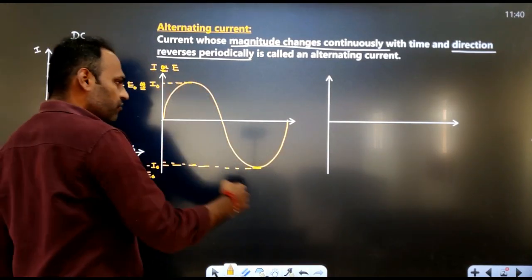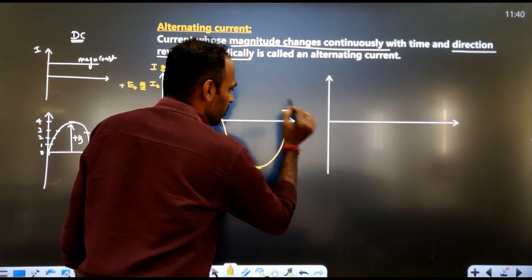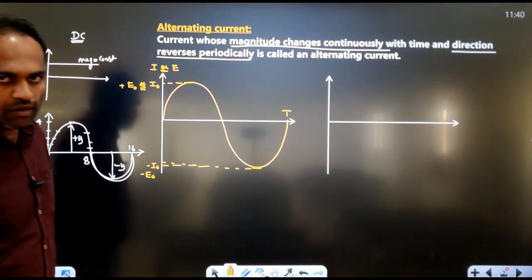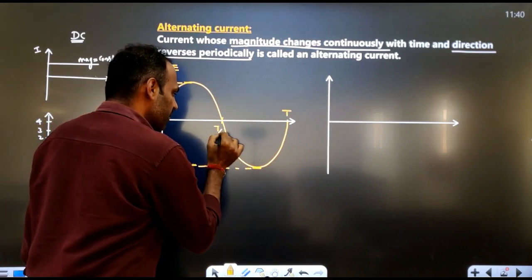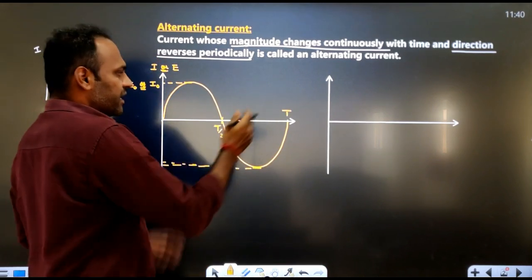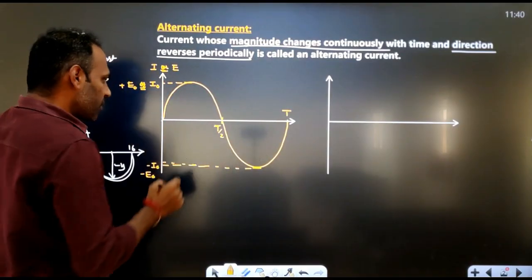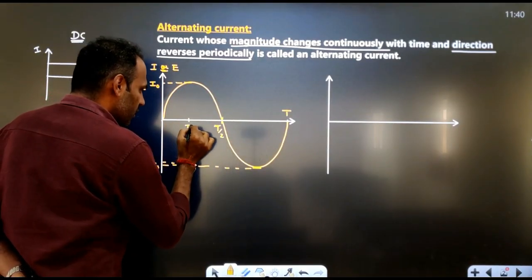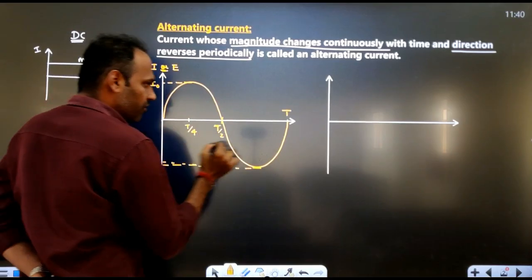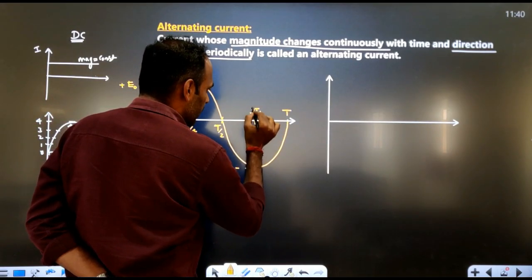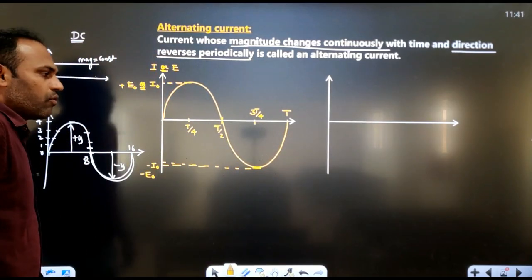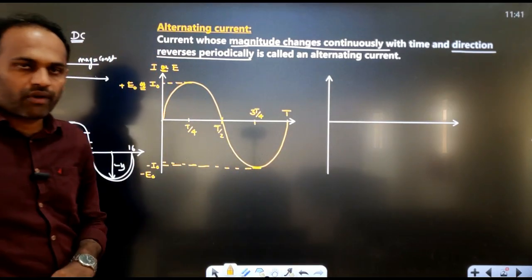So to complete one full cycle of AC, the time taken is called time period, and that is called capital T. We write it as capital T. To complete half cycle, the time taken will be T by 2. So next, when we divide this time period into 4 equal parts, this is T by 4. This is 1/4 of time period, this is half of time period, and this is 3/4 of time period. Correct? So we have divided that time period into 4 equal parts.